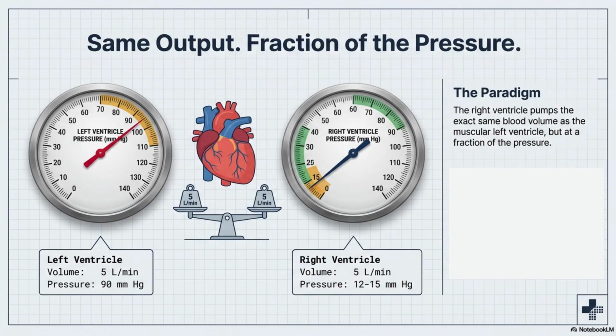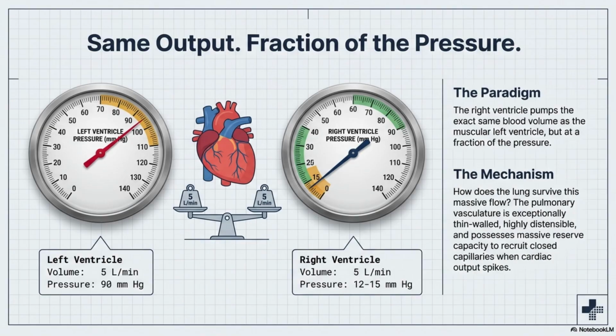The right ventricle pumps the exact same blood volume as the muscular left ventricle but at a fraction of the pressure. So what is the mechanism behind this? How does the lung survive this massive flow? The answer is that the pulmonary vasculature is exceptionally thin-walled, highly distensible, and possesses massive reserve capacity to recruit closed capillaries when cardiac output spikes.